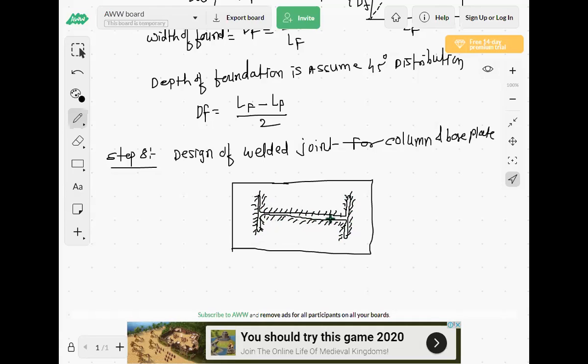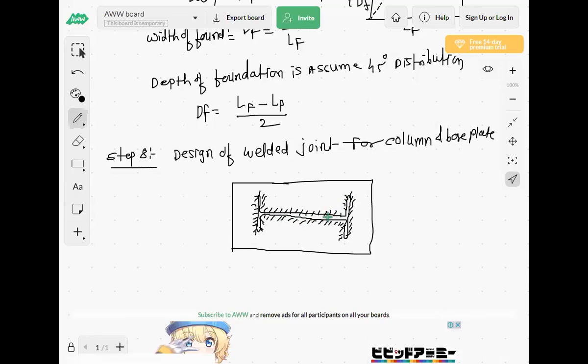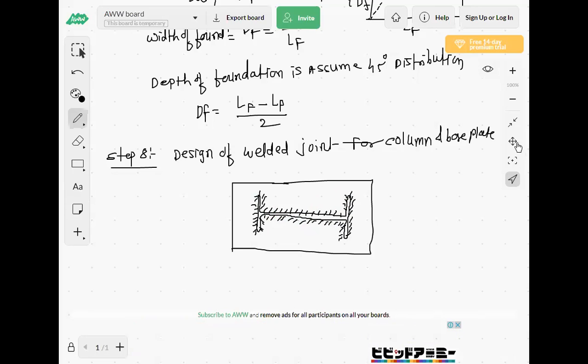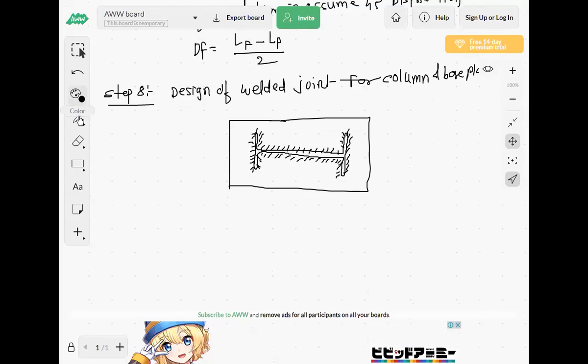We have drawn this in the plan. The sketch is in the plan, so the height of the column is above this plan. If we place this I section on this base plate, we have to weld around this column. Then the joint of this base plate and column will be there. Now we have to find this length. How to find this length of weld? That length we have to find out now.